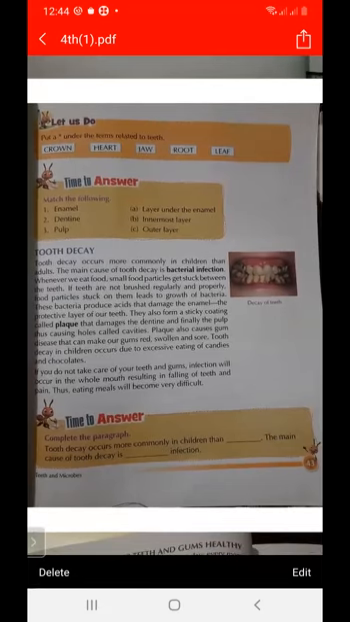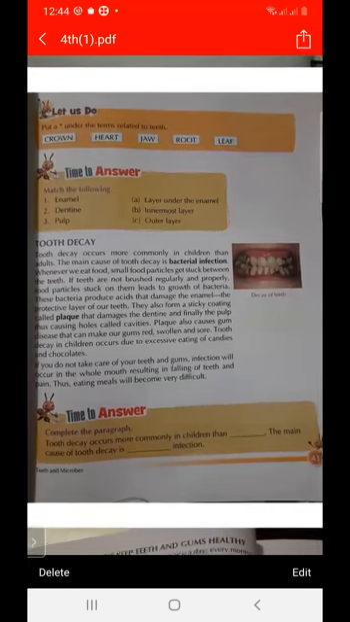And what do we mean by bacterial infection? Infection in the tooth due to bacteria is called bacterial infection. And what is the main cause of tooth decay?